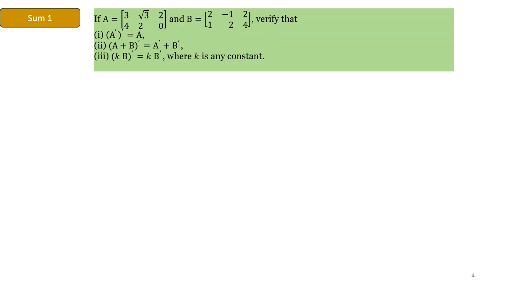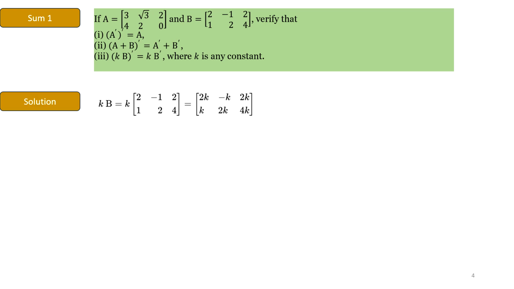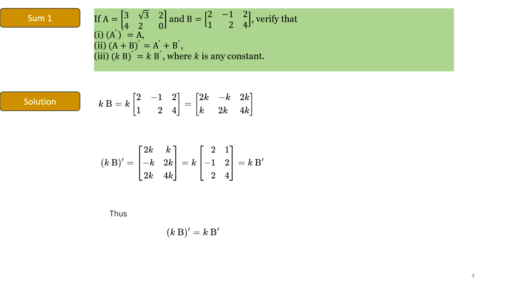Here we continue with the sum number 1. In this slide, we verify that the third identity as given in the problem statement is true. Solution: multiplying matrix P with scalar K we get, next taking the transpose of the multiplied entity. Thus, the third identity is verified.